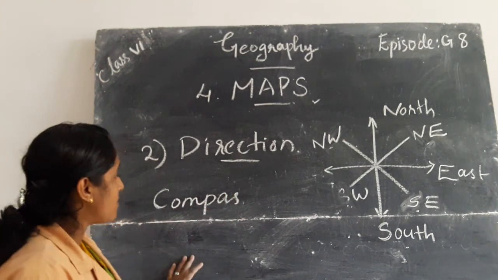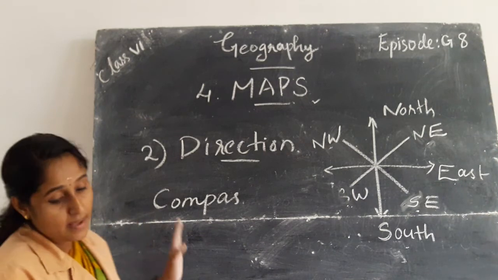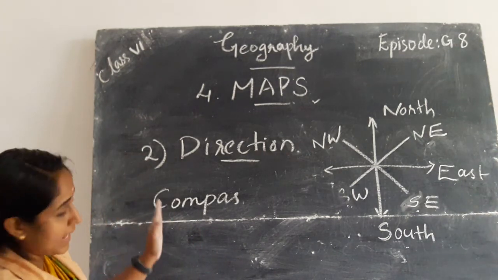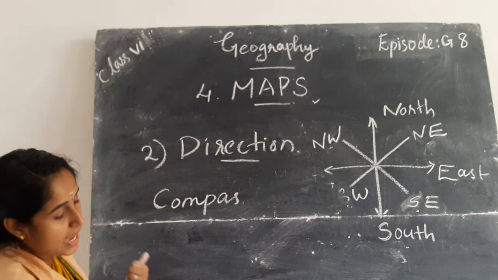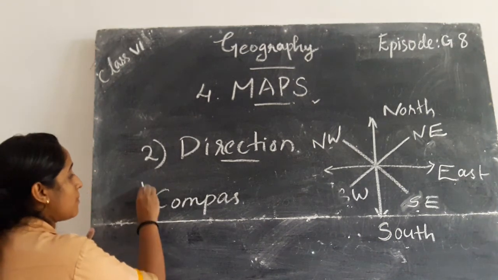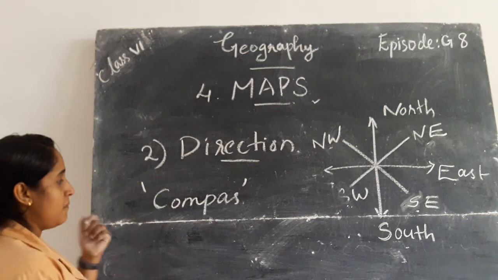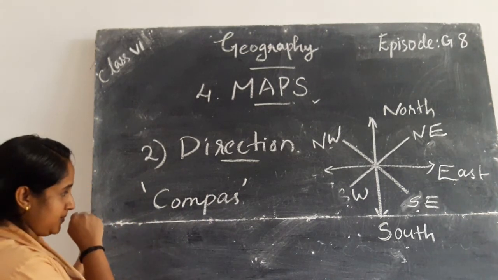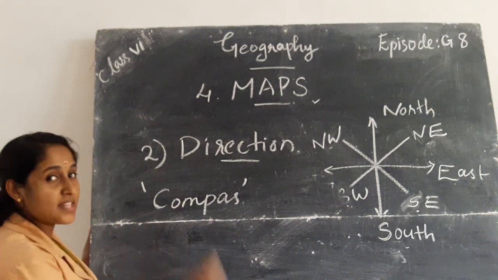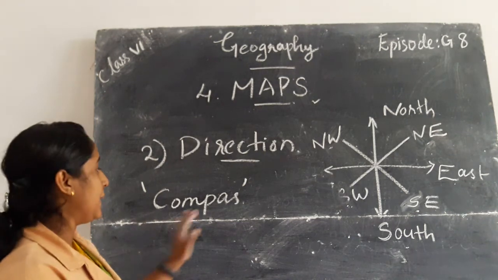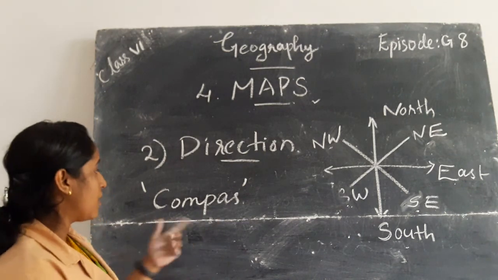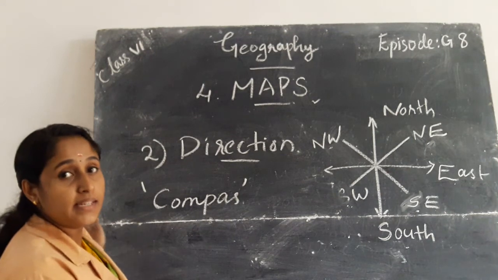Compass. What do you mean by compass? A compass is a magnetic instrument. We find out the direction of a place with the help of a compass. We use a compass to find the directions, right?